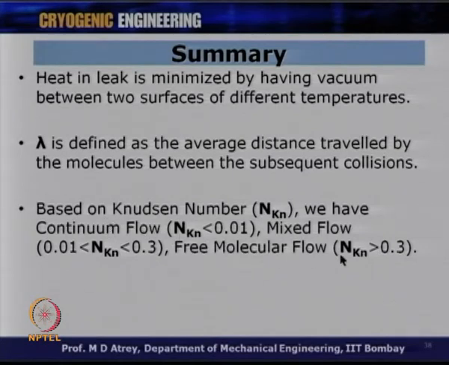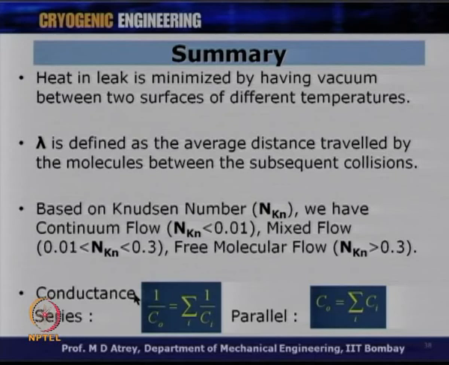And we know that for the conductances of pipes connected in series, 1 by C0 is equal to sigma 1 by Ci, and when they are connected in parallel, C0 is equal to sigma Ci. They will just get added: C1 plus C2 plus C3 etc.